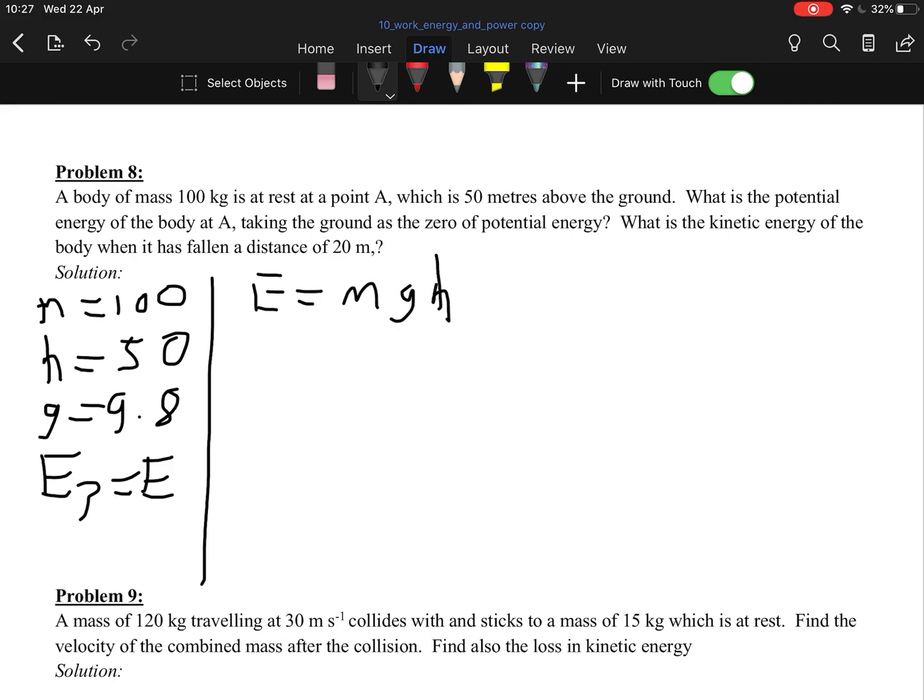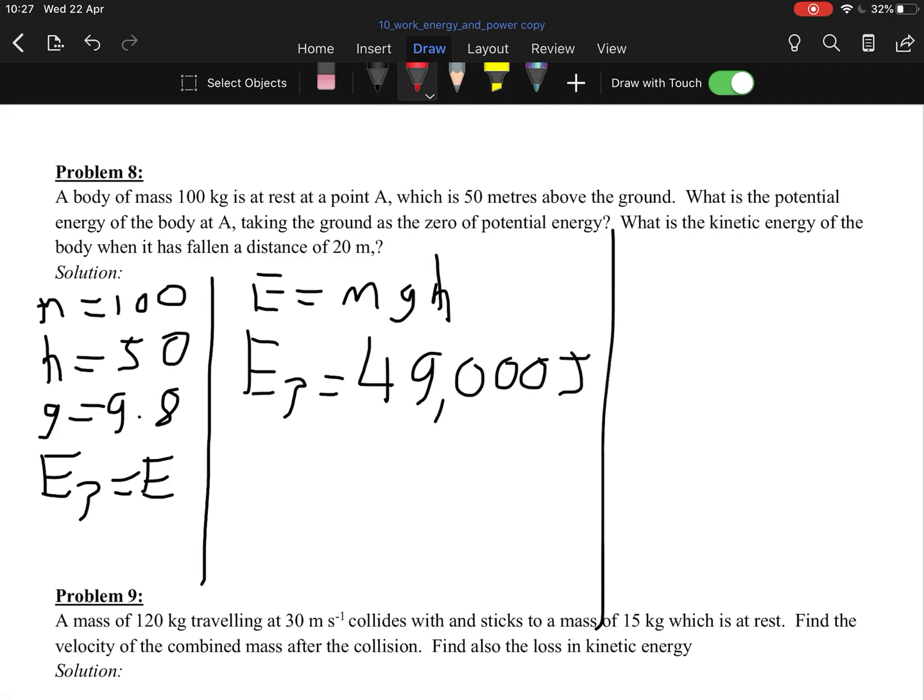Well, that's fairly straightforward. E equals mgh. Sub in your values, and you should get 49,000. Don't forget your SI unit, joules. And then, always, go back and read the question. Don't ever just assume you've answered the question and move on. Go back, read the question. Have you answered it? Okay, so we've answered this bit, but we haven't answered the next bit.